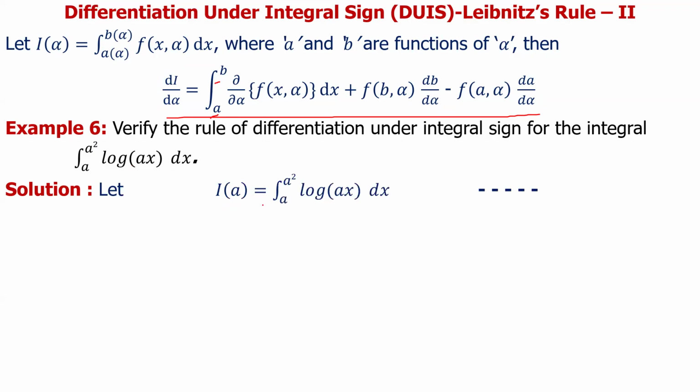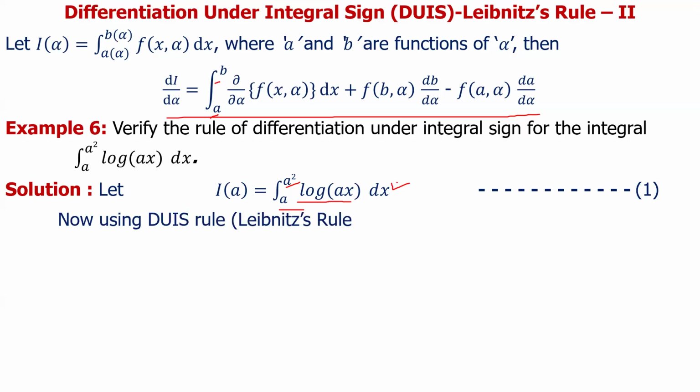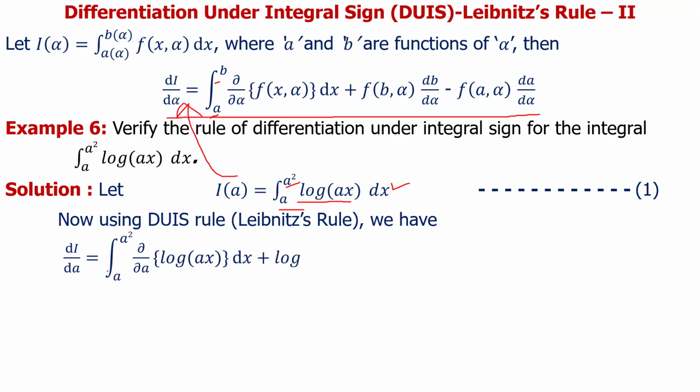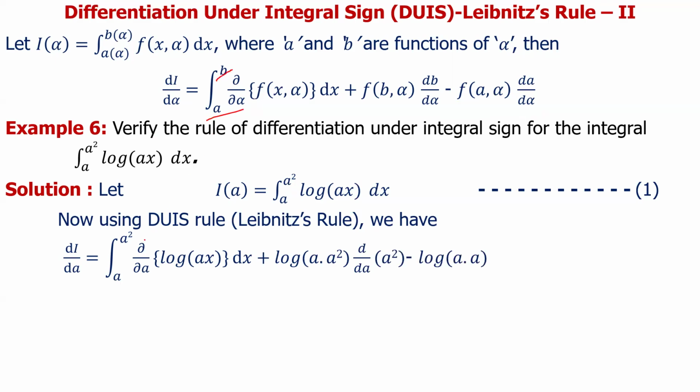Let I of alpha be equal to the integration under the limit a to a square of log of x with respect to x. Now we have to verify here DUIS rule number 2. Now using the DUIS rule or Leibniz rule, we apply this rule. So the derivative of I with respect to a is equal to the integration; the integration limits are a and b, so in place of a it is a, and in place of b it is a square.